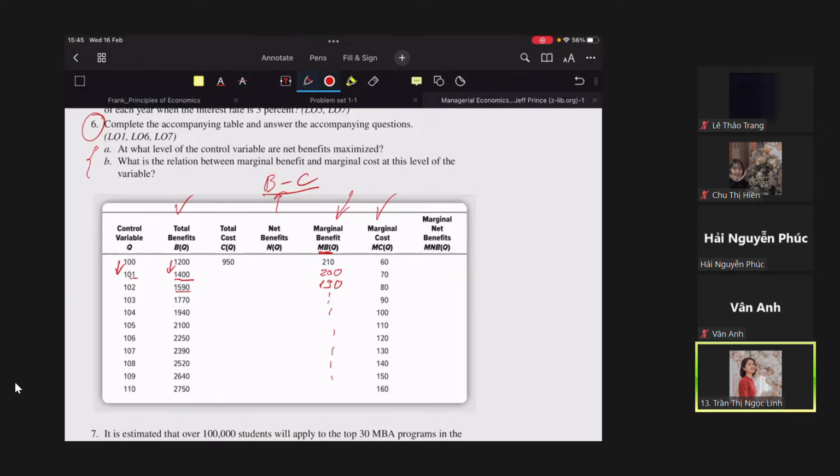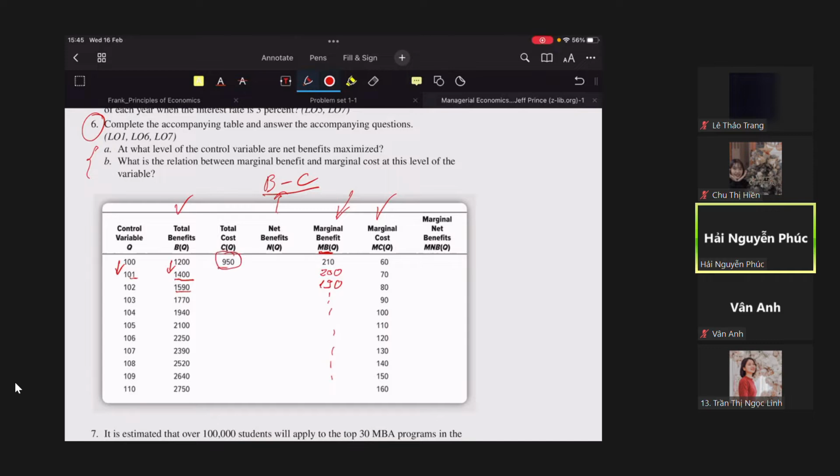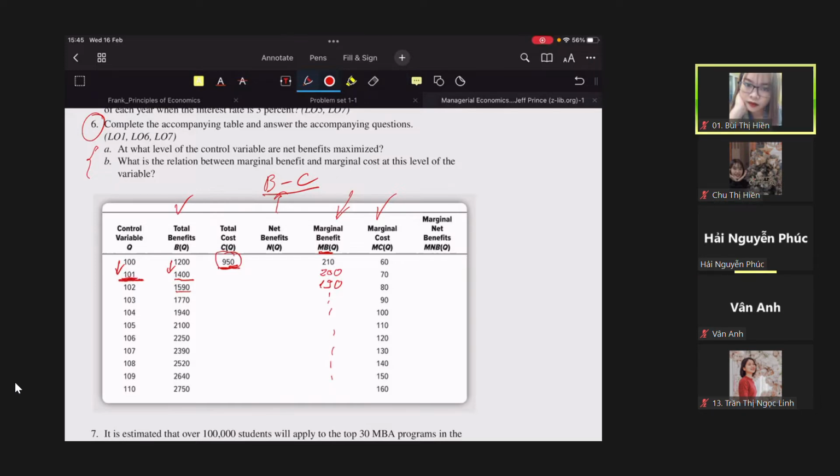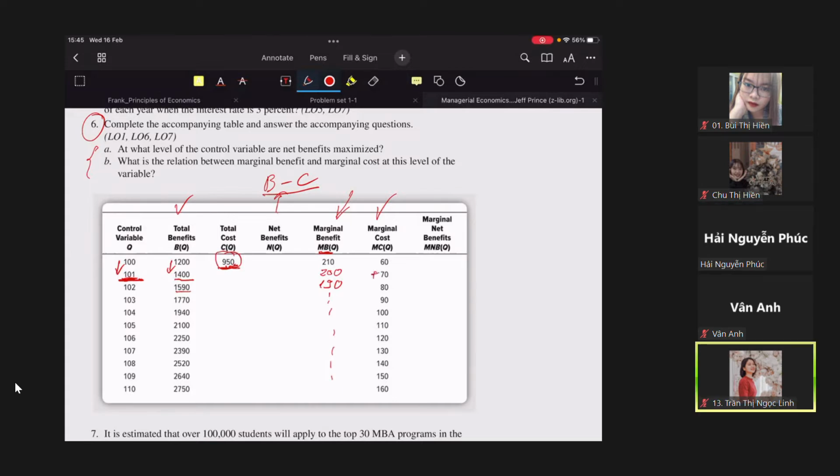Based on marginal cost and the initial number of total cost. For example, if we want to fill the total cost at the quantity of 101, you take 950 plus 70. See it? So it is going to be 1,020.